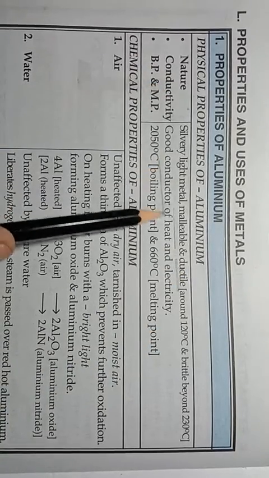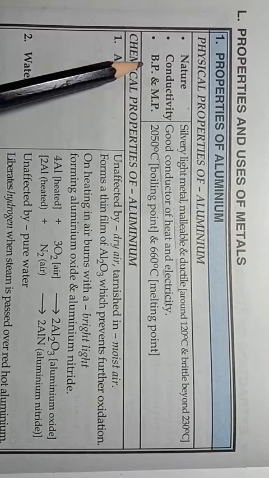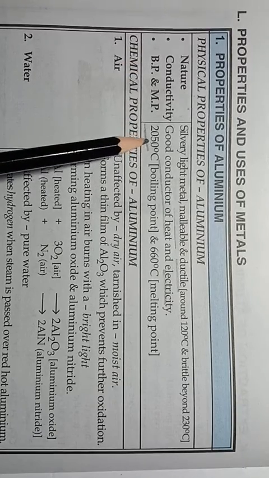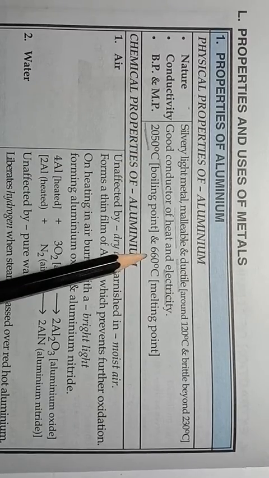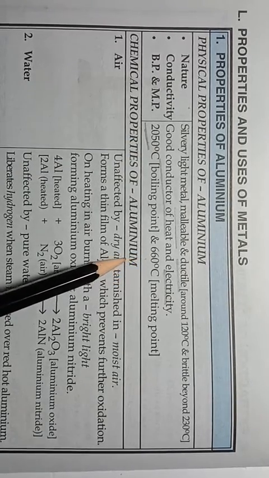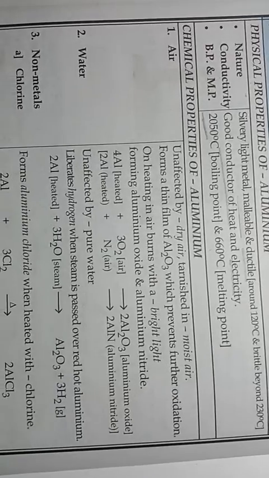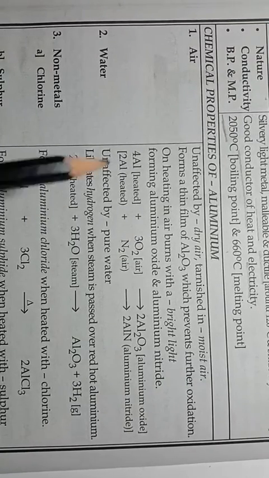Conductivity, good conductor of heat and electricity. Boiling and melting point is given here. Boiling point is 2050 degrees Celsius and the melting point is 660 degrees Celsius. Now chemical properties of aluminium.